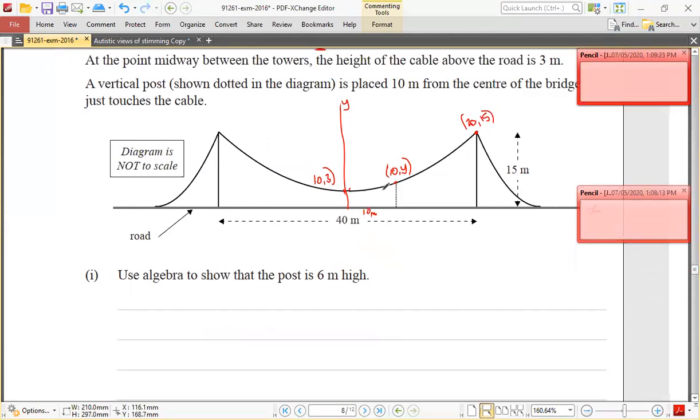Now, what is the standard formula of a parabola? y equals what? No, y equals ax squared plus c. Do you know this? Otherwise, look at page 78 of your book. Now, do we know c?